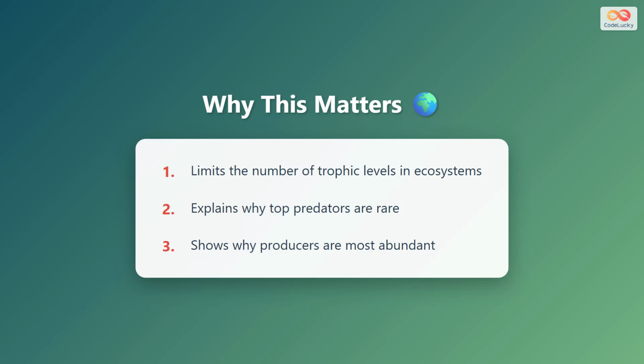The 10% rule has important implications for ecosystems. First, it limits the number of trophic levels that can exist in an ecosystem. Most ecosystems have only 4 or 5 levels because there simply isn't enough energy to support more. Second, it explains why top predators like eagles and tigers are rare compared to herbivores. Third, it shows why producers are always the most abundant organisms in any ecosystem. They form the essential energy foundation that supports all other life.